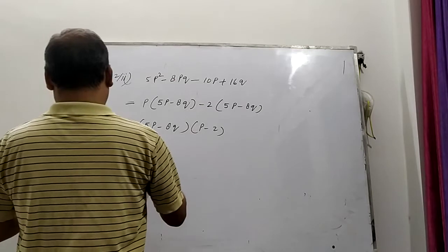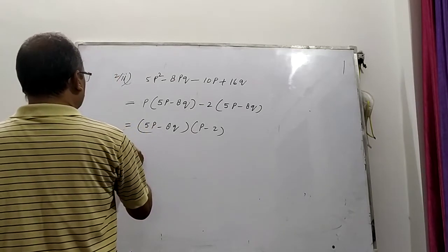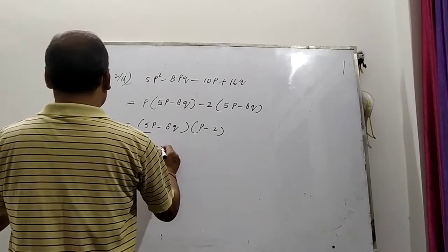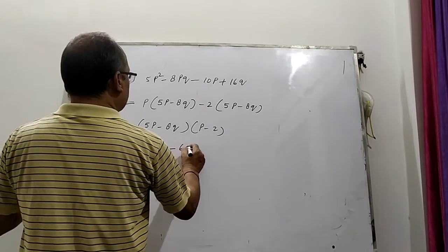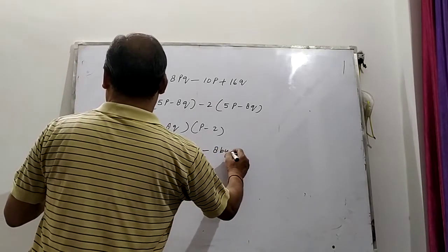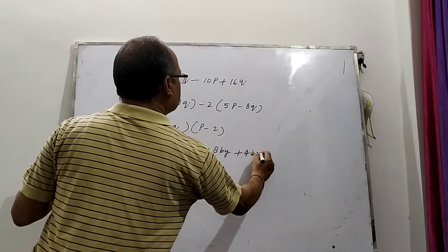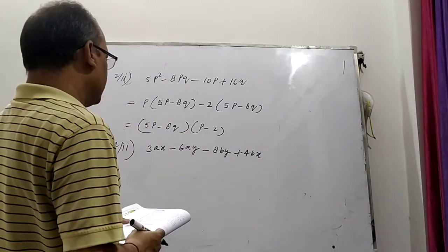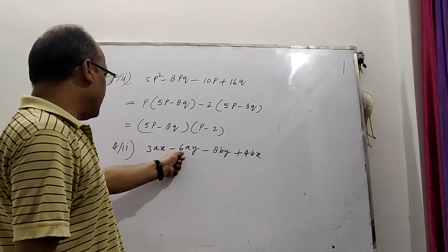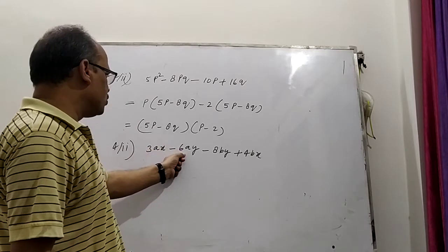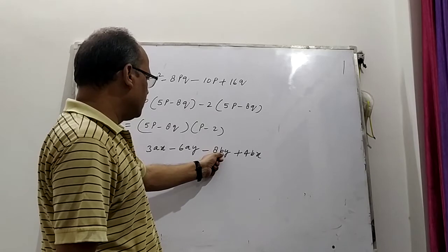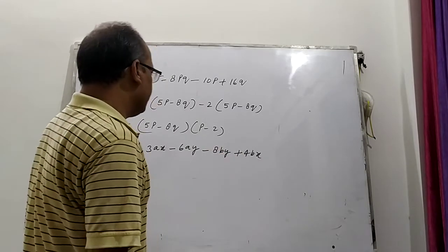Now, second. 3ax minus 6ay minus 8by plus 4bx. Is it clear? You see what will make the pair. If you make the pair here, so x minus 2y, and here, okay, here also the same thing.